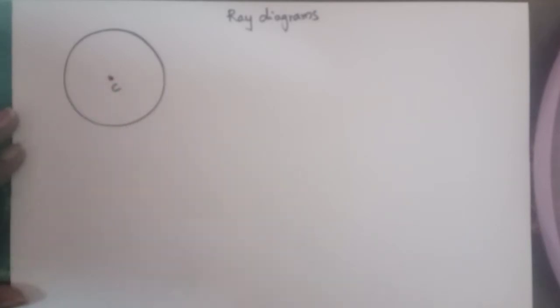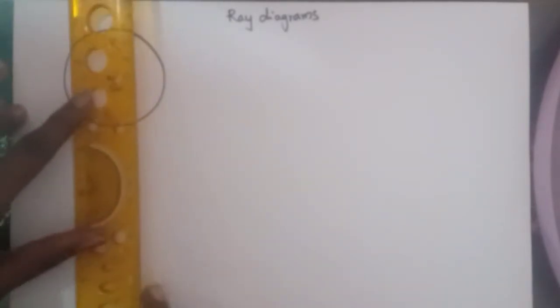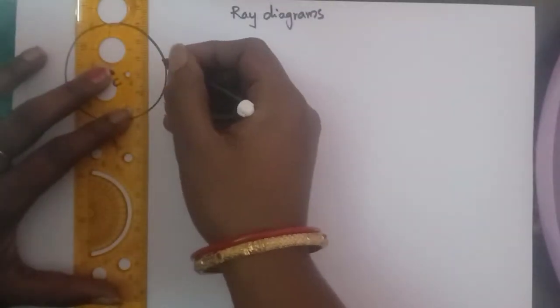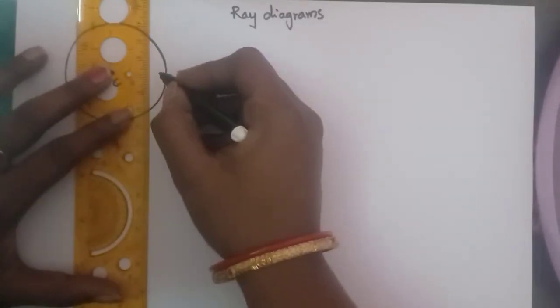This is important because while drawing ray diagrams for concave and convex mirrors, we get confused about where to draw the center of curvature. So it is important to know that it is at the center of the glass sphere.